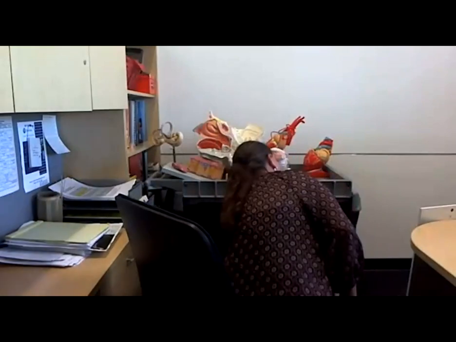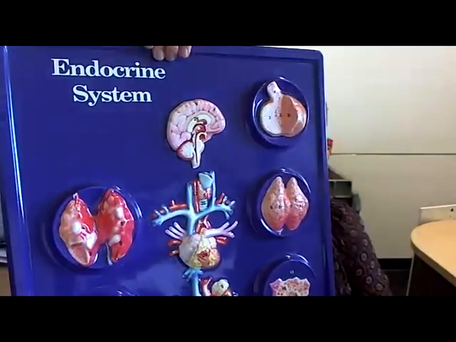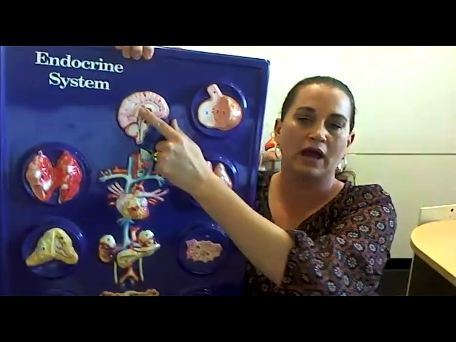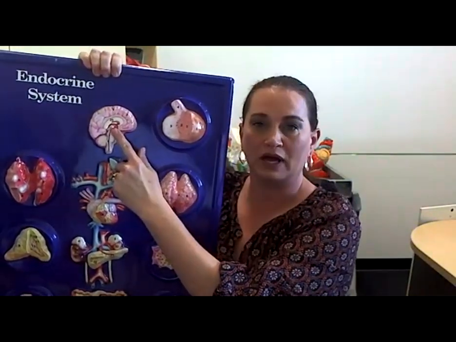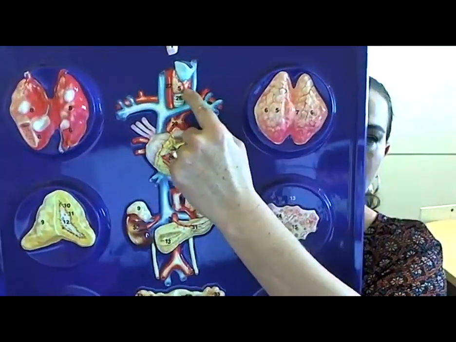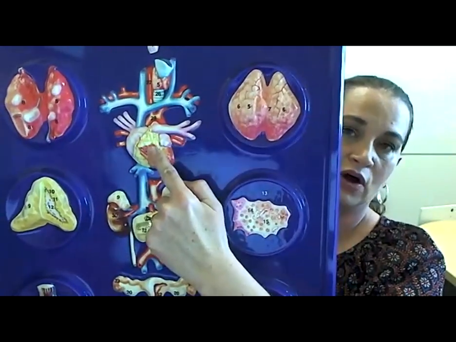Okay, then we also have this model right here showing the endocrine system. So up in the brain, again, up here, you would have your pineal gland, your pituitary gland, and your hypothalamus that we'll see in the brain. Then this area right here is going to be in the throat. So that is going to be the thyroid gland. Here we have the heart.